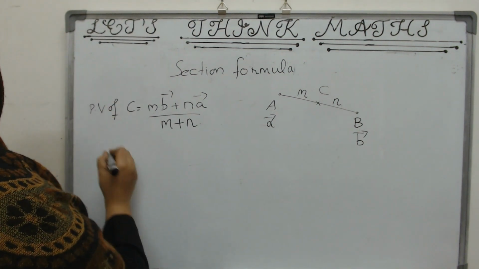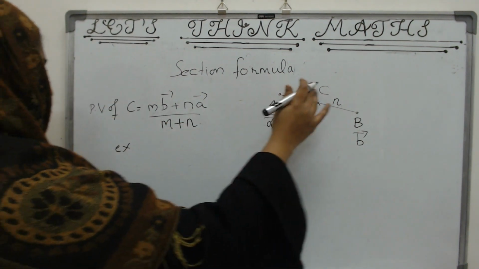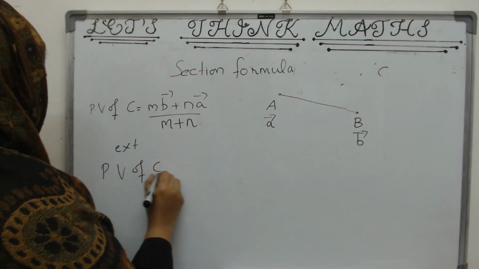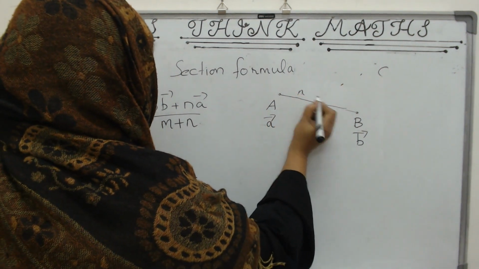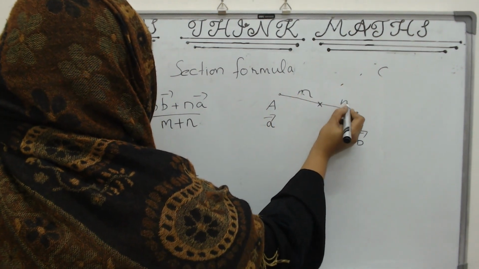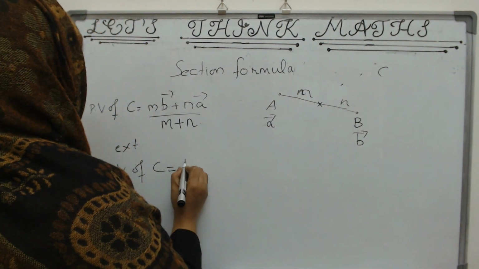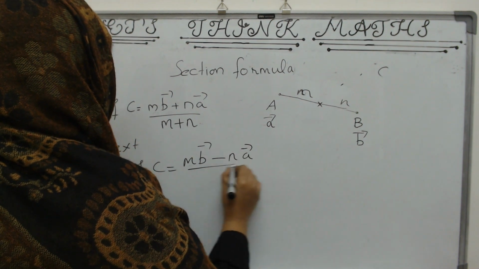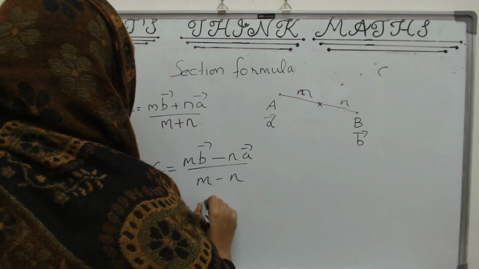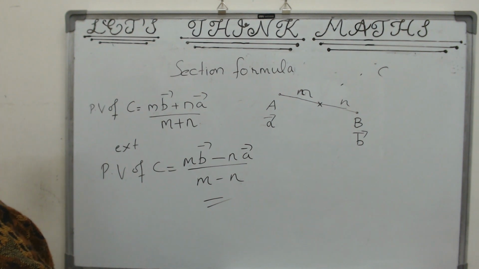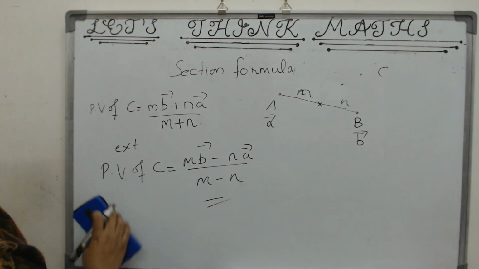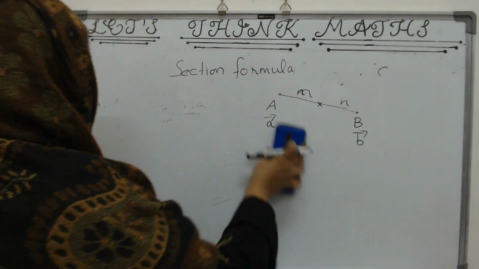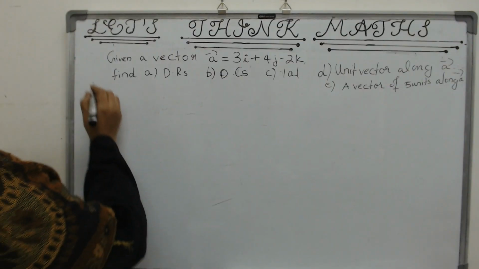But then, what if it divides it externally? It is not here, it is somewhere outside. Then the position vector of C will be the same, the ratio is the same. Then it would be mB minus nA by m minus n. This is the section formula. Now we will go on to do some questions, but before that let me tell you one thing about the unit vector.